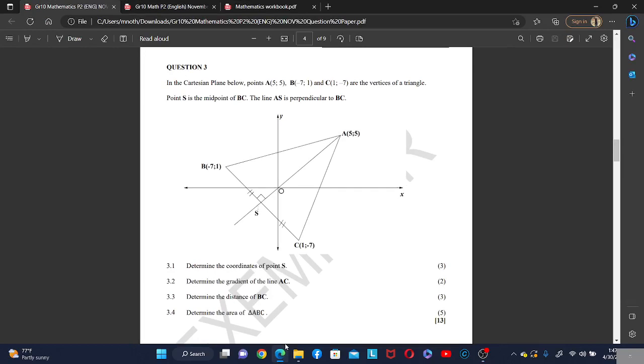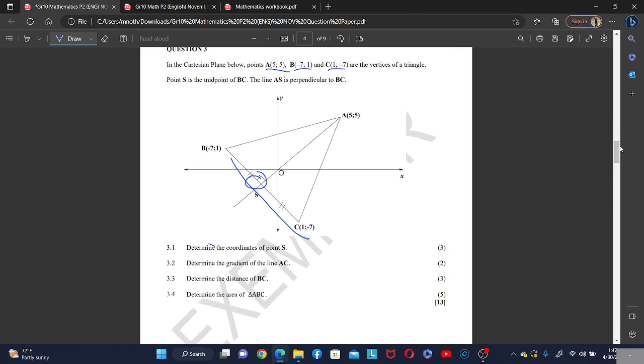Today we are going to look at analytical geometry. So let's look at this question. They are saying that on the Cartesian plane below, points A, B, and C are vertices of a triangle. Point S is the midpoint of BC, and also the line AS is perpendicular to BC. Okay, what else do we know? Then 3.1.1. Determine the coordinates of point S.